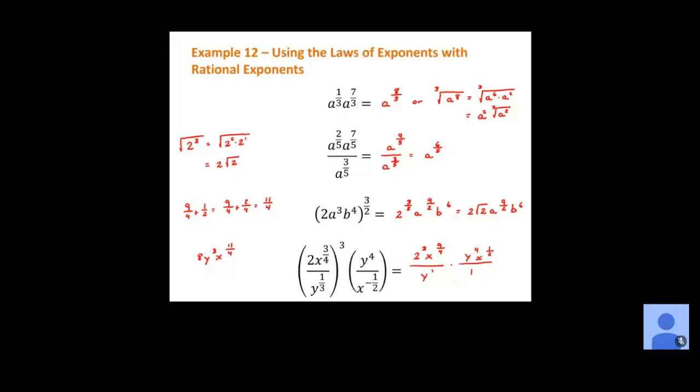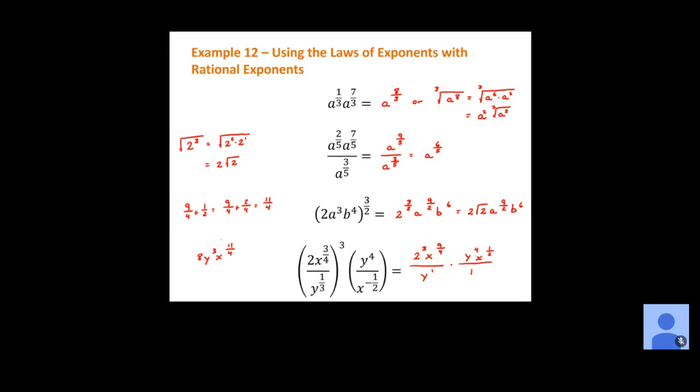Nothing left in the denominator except a 1, so we don't really need it. And so this right here would be the answer to that one. And if you want to put the x term before the y term, you could do that, right? The order there really doesn't matter, though, because multiplication is commutative, so it doesn't matter what order those variables go in.